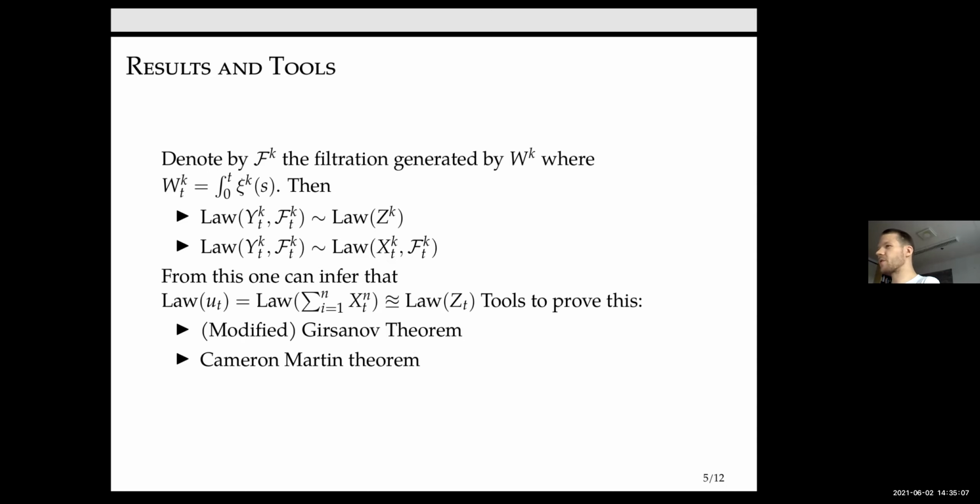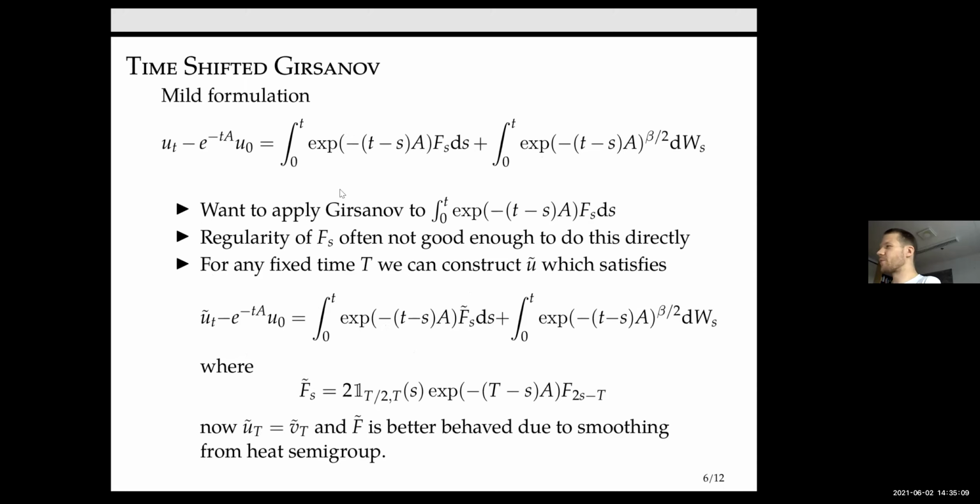So this modified version of Girsanov's theorem is kind of like this: you take the normal Girsanov theorem, and then instead of directly applying it to the equation, you modify the equation. So then you fix a time big T, and you construct a new equation which at time big T has the same solution as the previous one. But now this drift will be better. So you kind of get an additional smoothing from the semigroup.